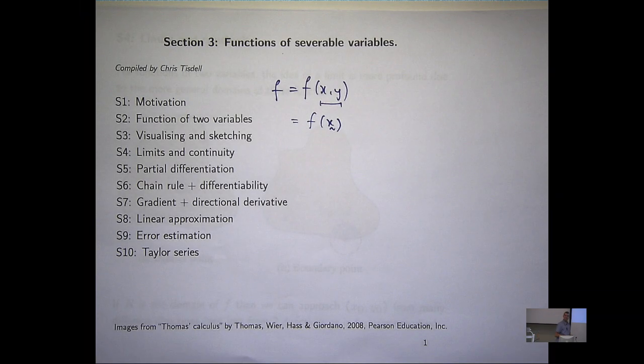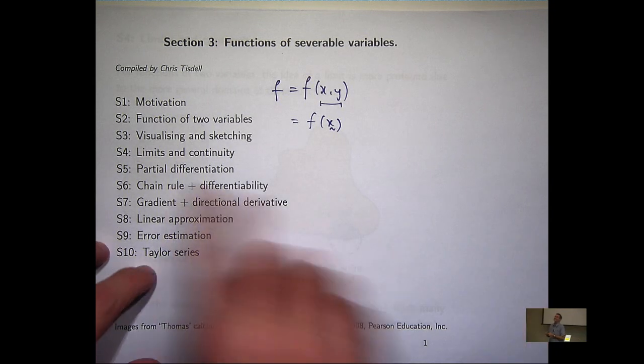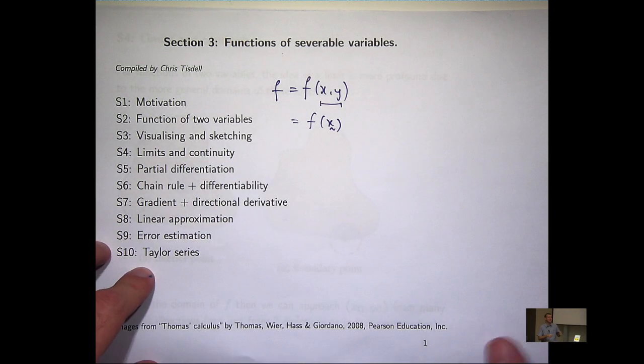Today we're going to move on to limits. Now you might think, hang on, I know limits, but for functions of two variables it's much more difficult, and I'll show you why. It's a natural extension, but it's much more difficult. This is what we're going to look at: limits and continuity.